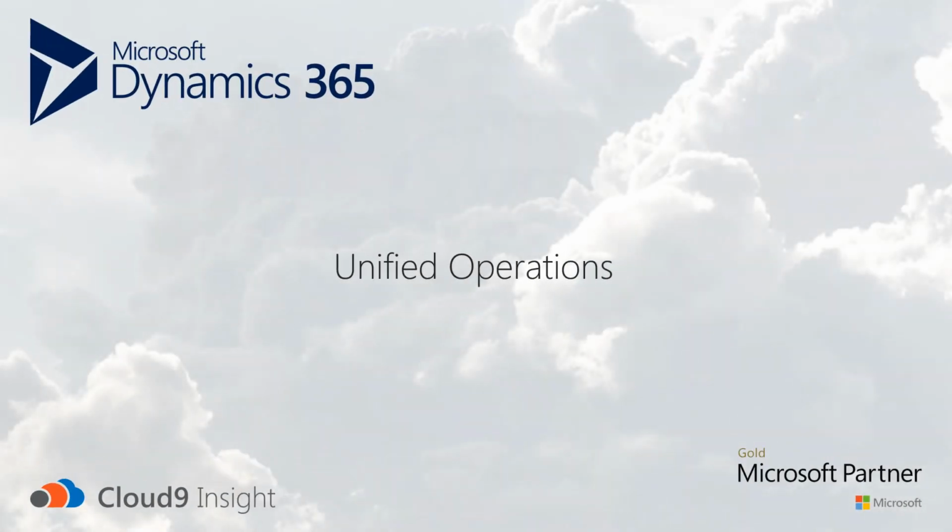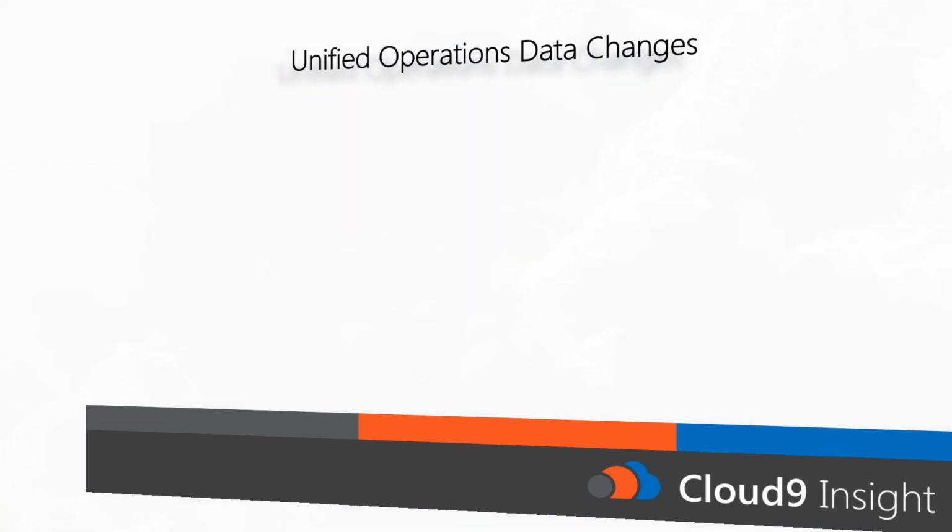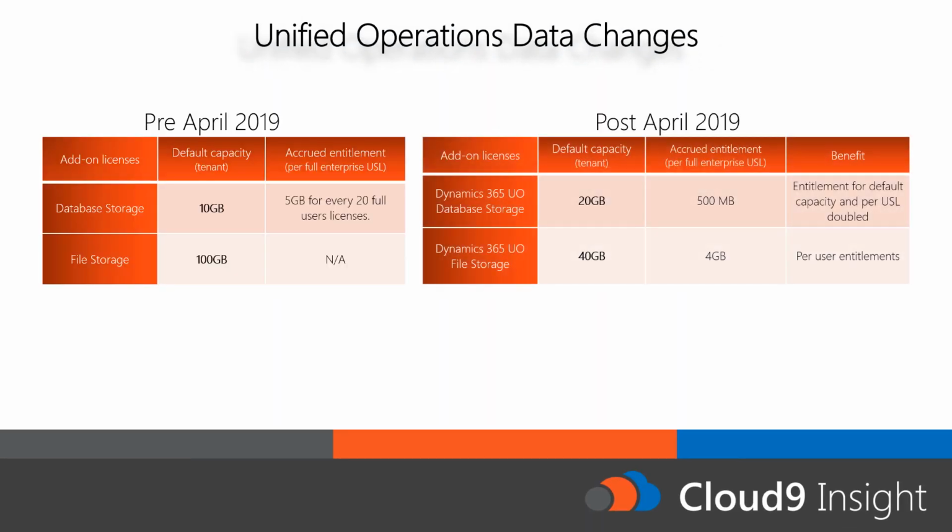So, unified operations. This is how it looks right now, pre-April 2019. This is giving you a database storage of 10 gigabytes, and that's 5 gigabytes for every 24 users, and you get the file storage of 100 gigabytes. The post-April 2019 changes: 20 gigabytes with a 500 megabyte accrued entitlement per full enterprise USL. So the entitlement has in fact doubled for this part.